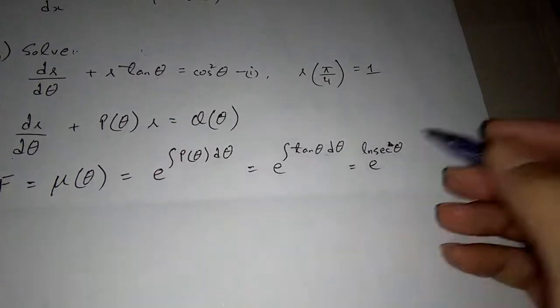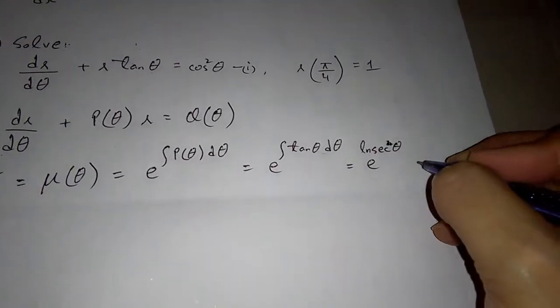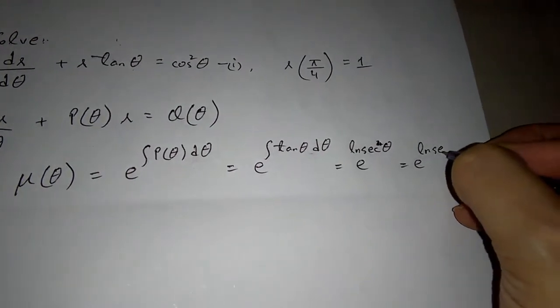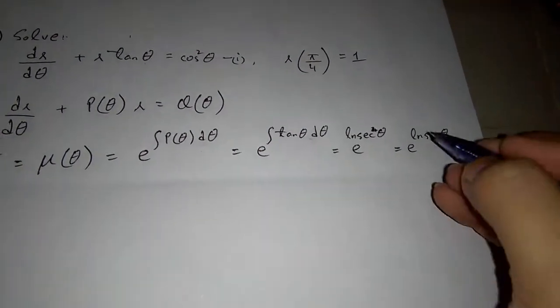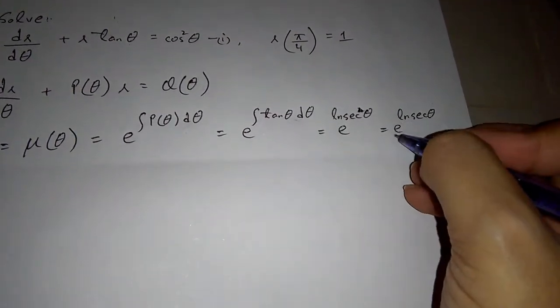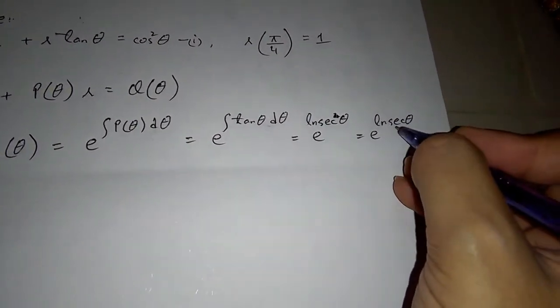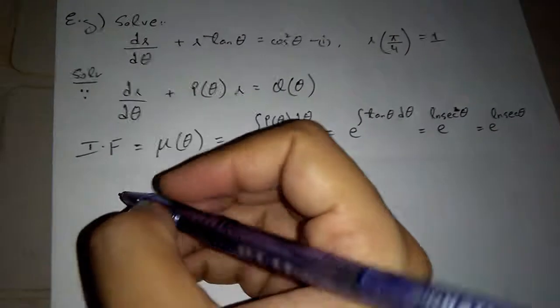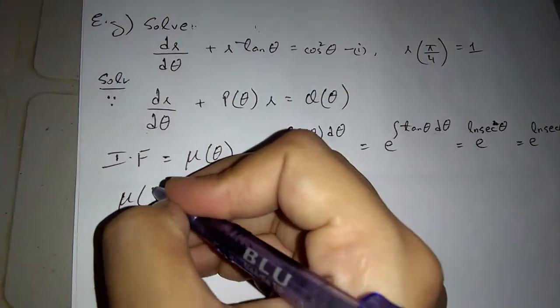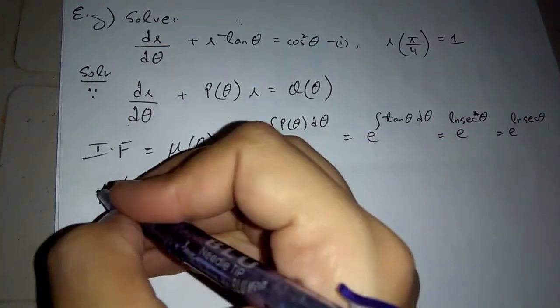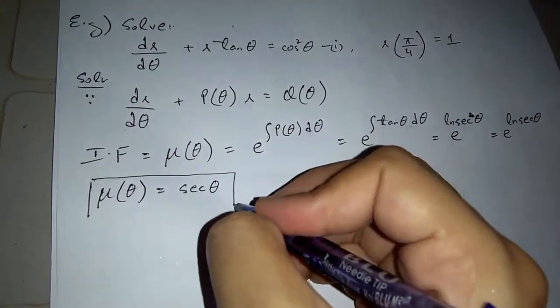Let me just write it properly. It is this. The anti-log is going to cancel out the effect of the logarithm here, so just secant theta is going to be left. So this is what you call the integrating factor.